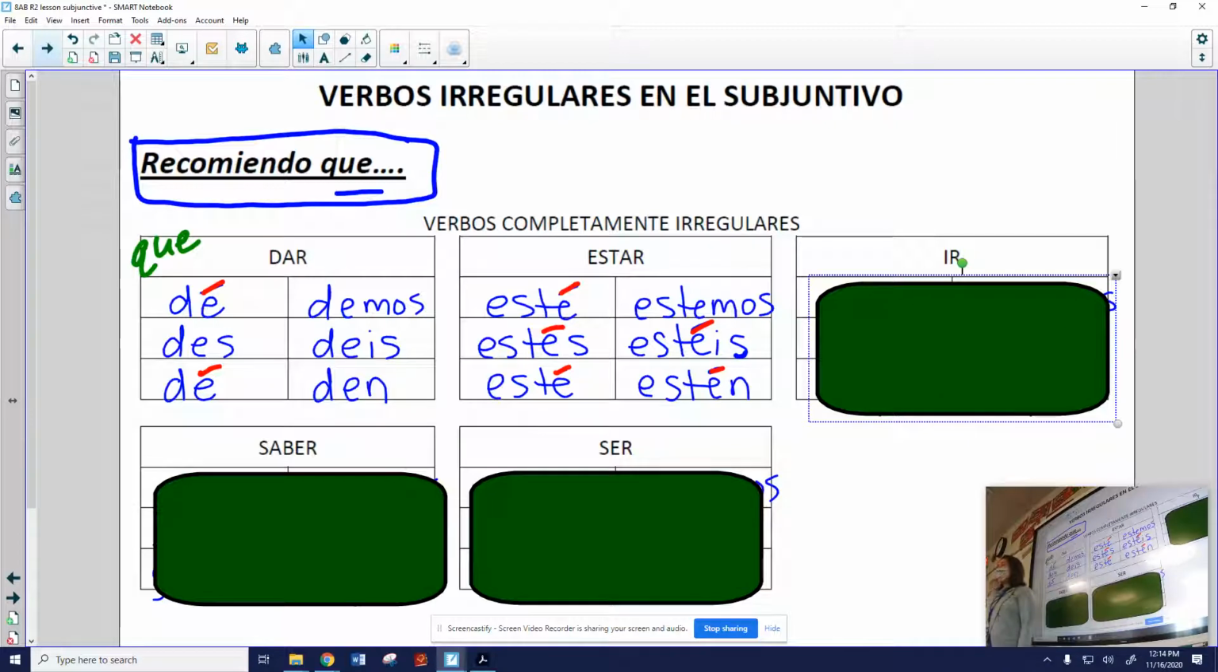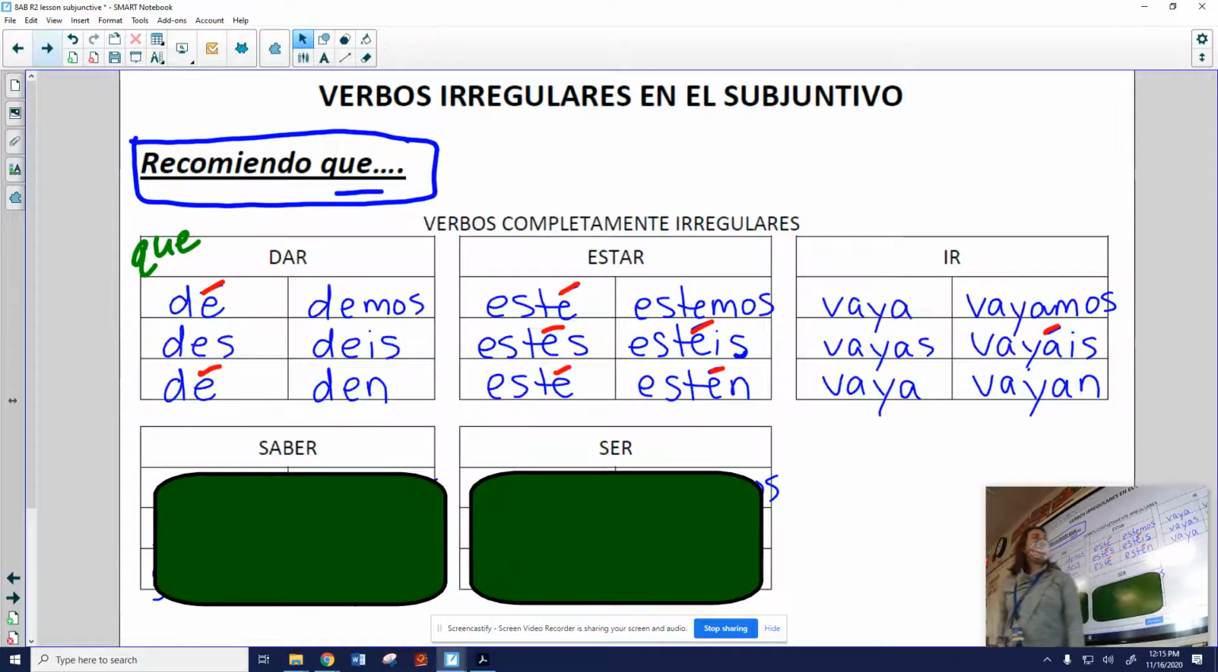Hay acentos. El verbo ir, you might be able to guess what the irregular subjunctive forms look like because they're really similar to the usted and ustedes commands. Vaya, vayas, vaya, vayamos, vayáis, vayan. Ir, to go. I recommend that you go to Mexico. Recomiendo que vayas a México.